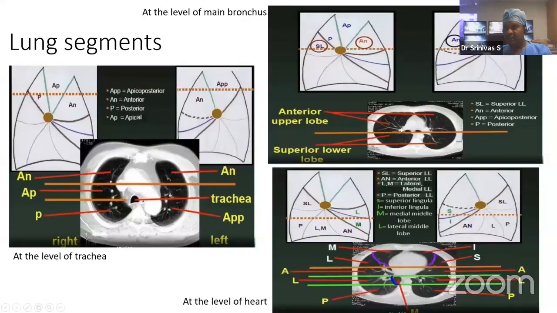When the slice we get is at the level of the main bronchus, we can see the anterior upper lobes of the lungs and the superior lower lobes of the lung. But at the level of the heart, there are multiple structures present, but these all represent the lower lobe of the lungs, where there are the superior lower lobe of the lungs, anterior lower lobes of the lungs, lateral middle lower lobes of the lungs, and posterior lower lobes of the lungs, along with the superior inferior lingula and middle and lateral middle lobes.